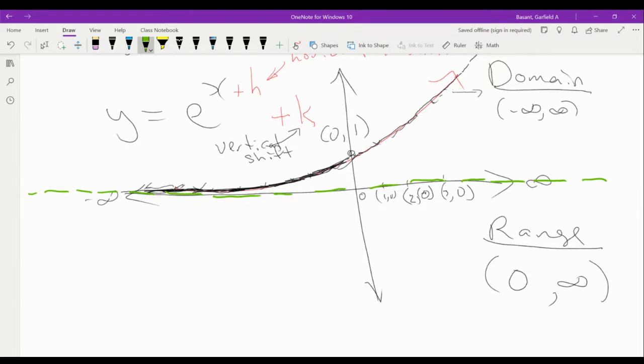Line of symmetry? No. It's called a horizontal. The horizontal asymptote. Does that sound familiar now?